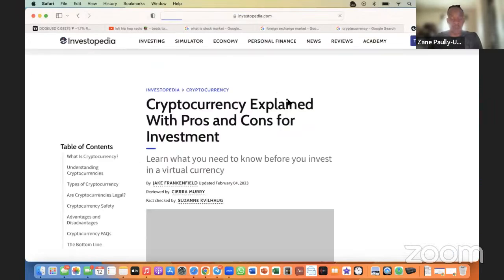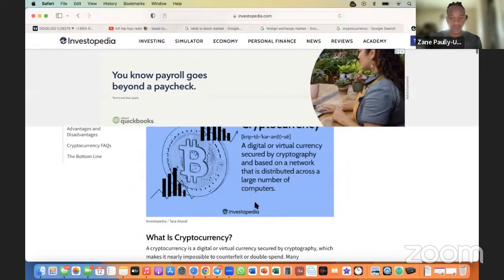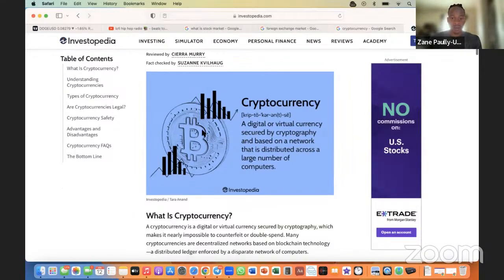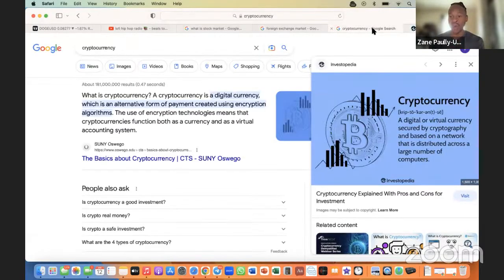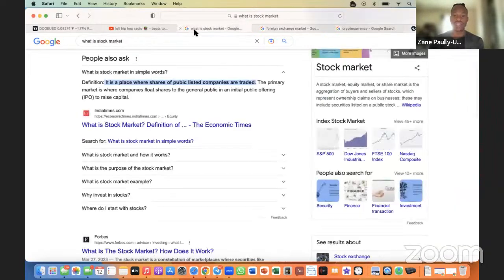How many of us here have heard about Bitcoin? All right, awesome. So as we can see right here, this is a picture of Bitcoin. Any of us that has ever said, oh, I want to buy some Bitcoin, you're participating in the cryptocurrency market. If anybody says, I want to buy some euro, you are participating in the foreign exchange market. For anybody that says, I want to buy some stocks like Tesla, you are participating in the stock market.